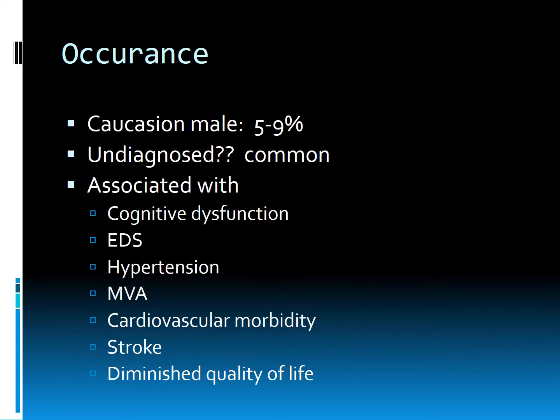The occurrence of OSA. For Caucasian males, they believe it's in the area of 5 to 9%. They don't know how many have gone undiagnosed, though. They believe many have. OSA is associated with cognitive dysfunction, meaning difficulty concentrating or staying focused, logically thinking. That's what they mean when they say cognitive dysfunction. EDS, or excessive daytime sleepiness, high occurrence of EDS with OSA.